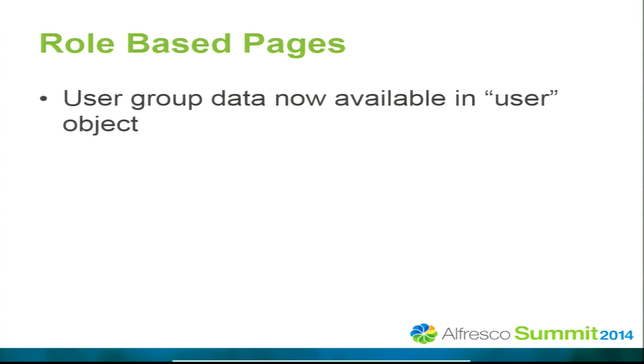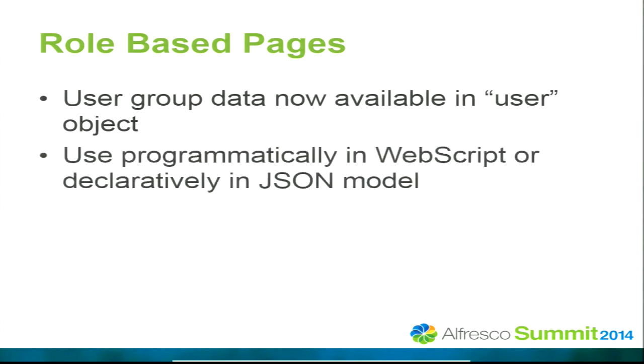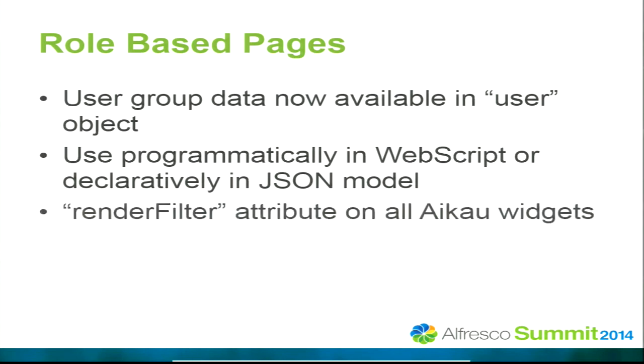One of the things that we get asked a lot is, can you build role-based pages? And the answer is very simply yes. So all the user information and group information is now readily available, and you can either reference that programmatically in the web script or declaratively within your JSON model. And we rely on this render filter attribute. One of the blog posts I wrote last week describes this in more detail.